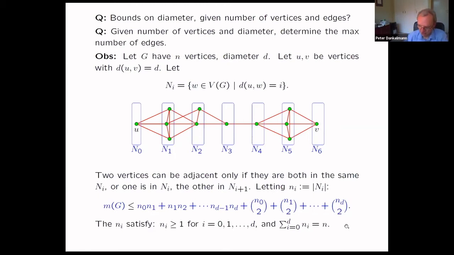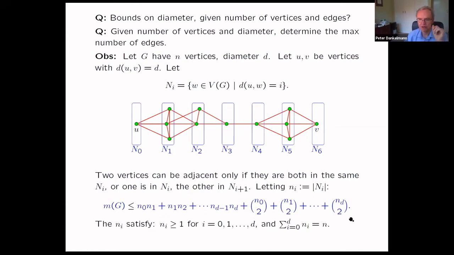And now we do a very, very simple trick. We notice that these ni are not entirely arbitrary. They satisfy that all these ni are greater or equal to 1, and that their total must be n, the total number of vertices in our graph. And then we ask ourselves, okay, so for which choice of the numbers n0, n1, n2 up to nd that satisfy these conditions, that all these ni are at least 1, and they add up to n, how can we make this blue term here on the right-hand side as large as possible?